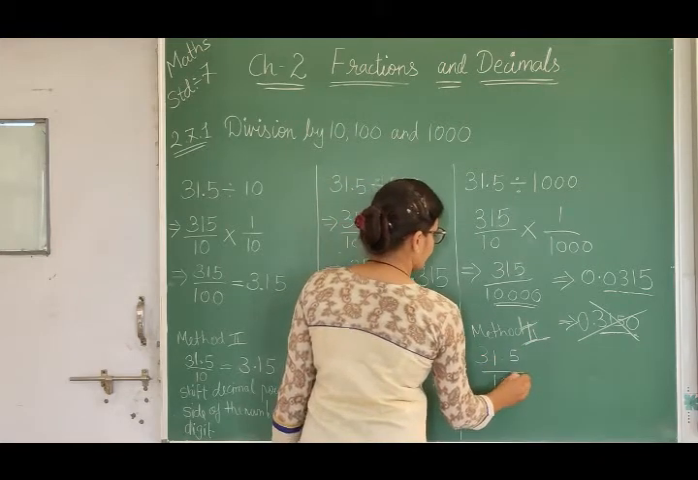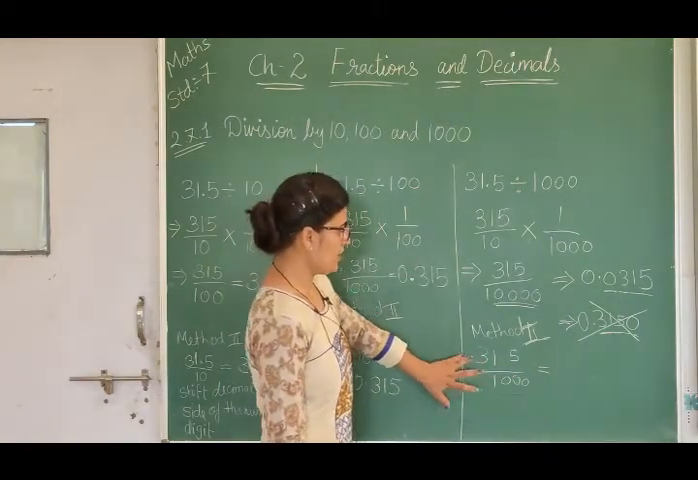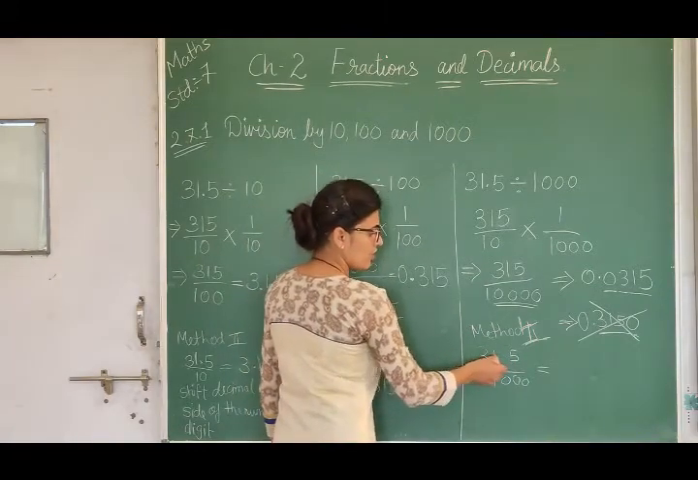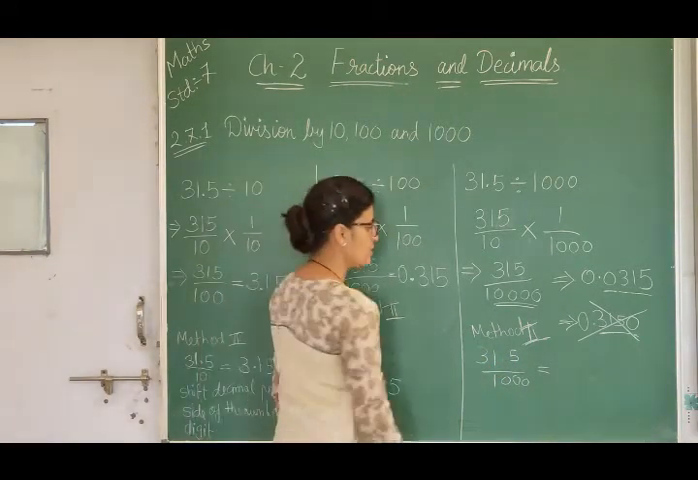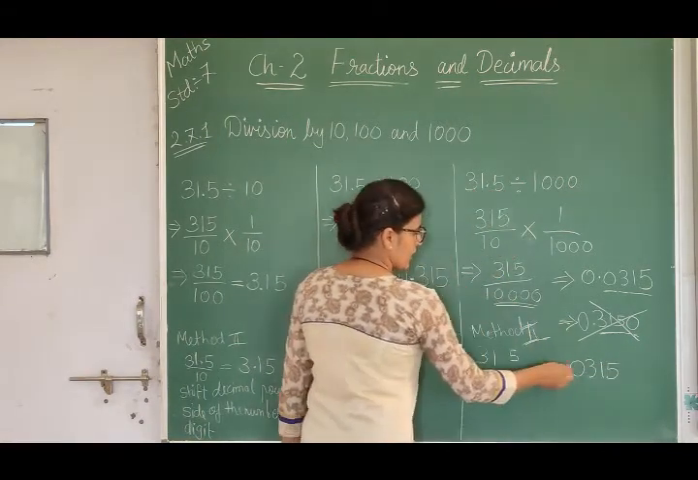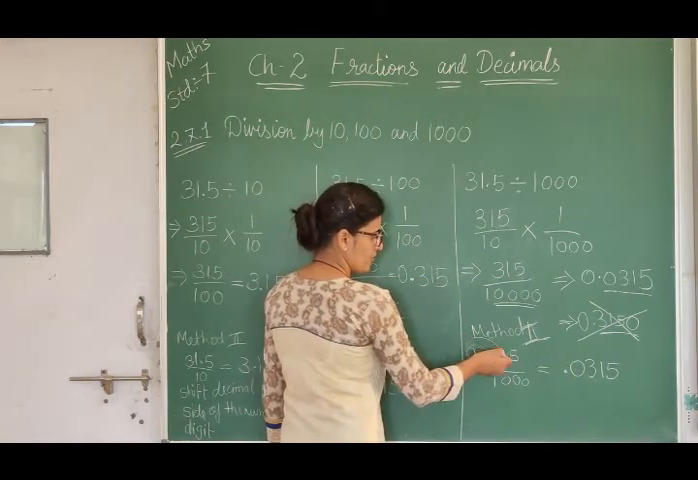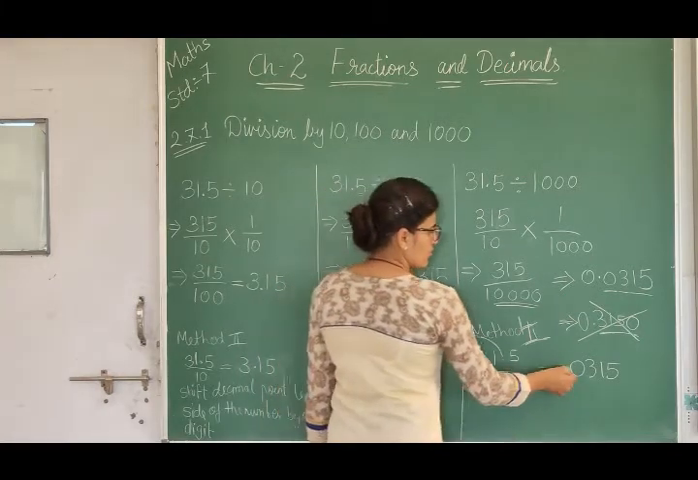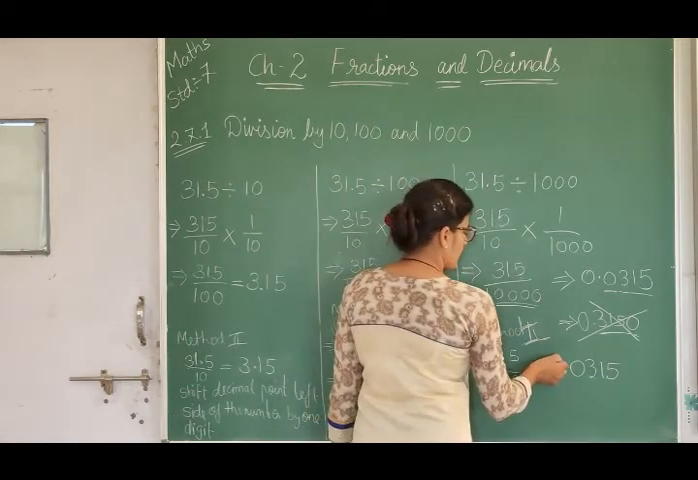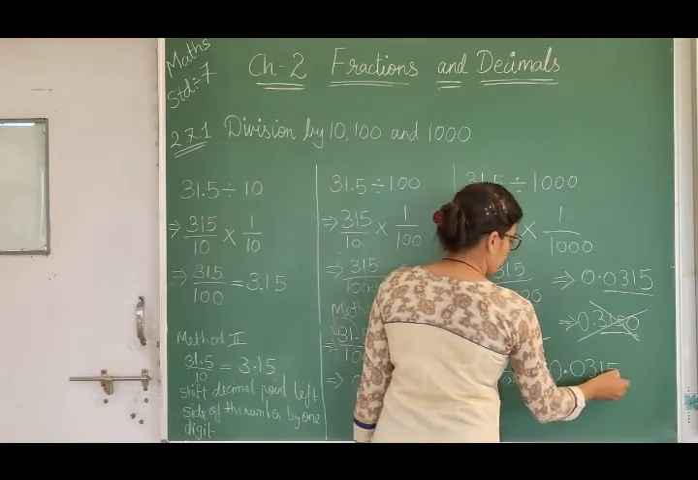31.5 divided by 1000. So what? After this, the point will be shifted before 3 digits. So after the point 2 digits I already have, so 1 digit I need. So I will take it as 0, 3, 1, 5. The point I will put over here. I need 1 zero over here. So this point will be shifted over here. So here 0.0315, but before the point we need 1 zero. So we will put a 0 over here. So it will be 0.0315.